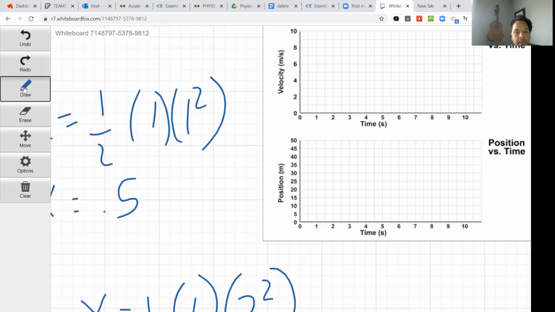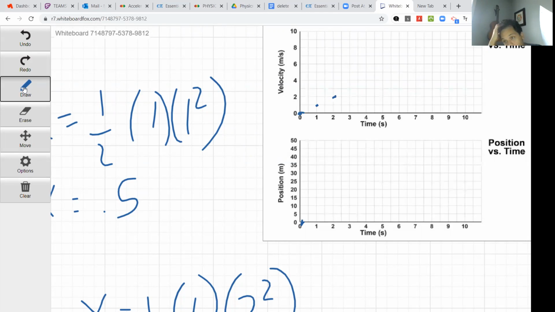Let's see, velocity, we all start at 0, 0, 0. And then position starts at 0. My velocity at time 1 is 1. So velocity at time 1 is 1. My velocity at time 2 is 2. So time 2 is 2.